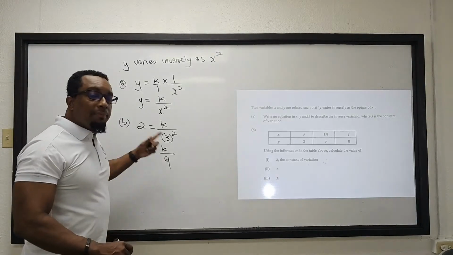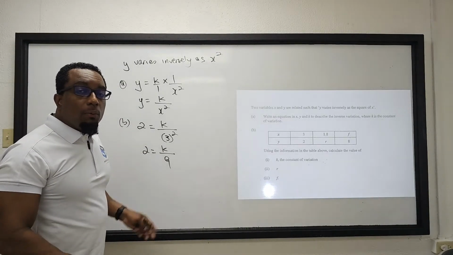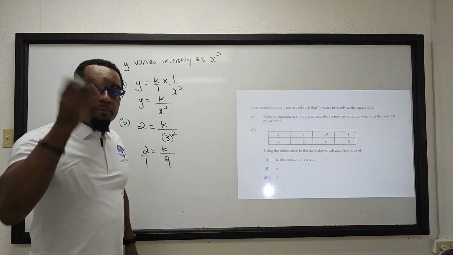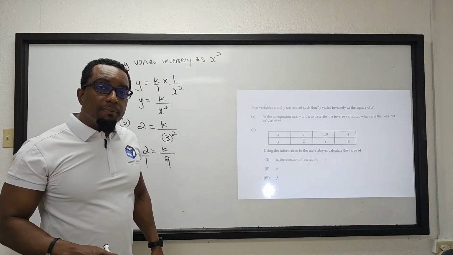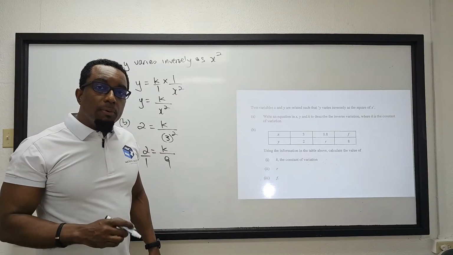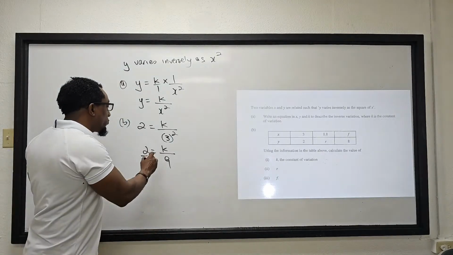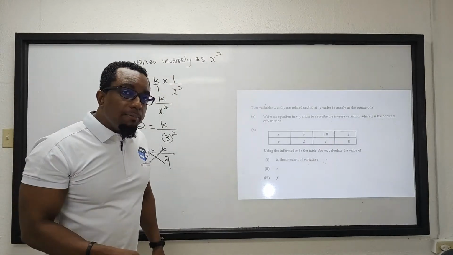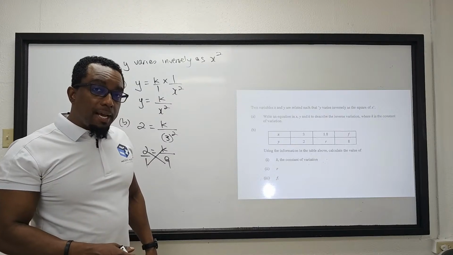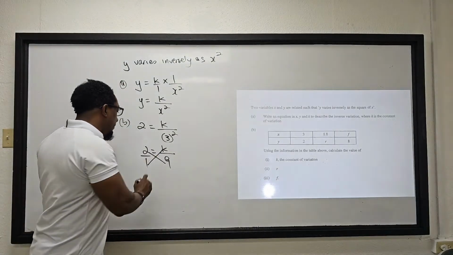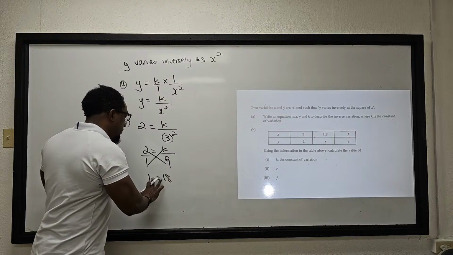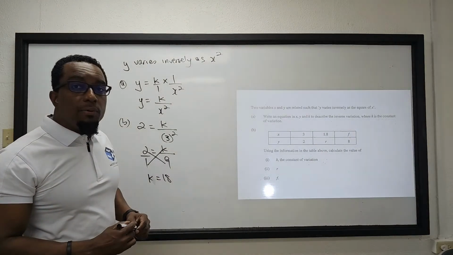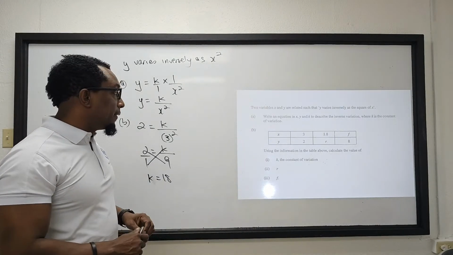When you have an equation with one fraction on the left, 2 is the same as 2 over 1, and one fraction on the right, k over 9, what we can do to remove it from the fraction form is to cross multiply. Once you have one fraction on the left and one fraction on the right, cross multiplication can occur. So 1 by k will give me k, 9 by 2 is 18. So I found the value of k.